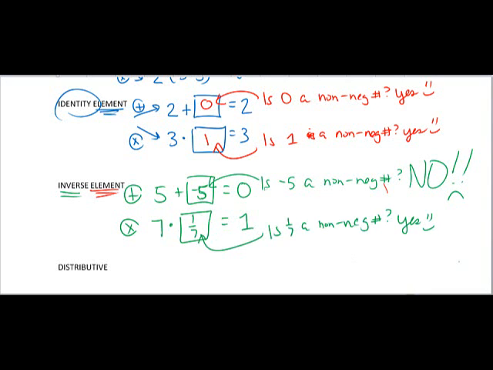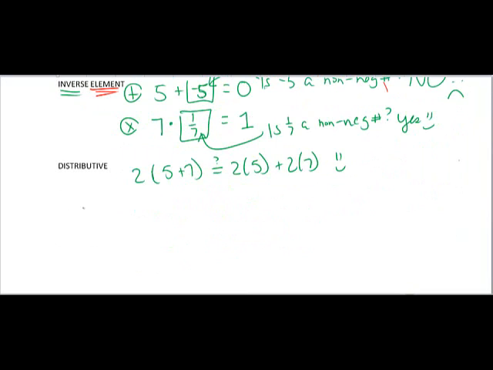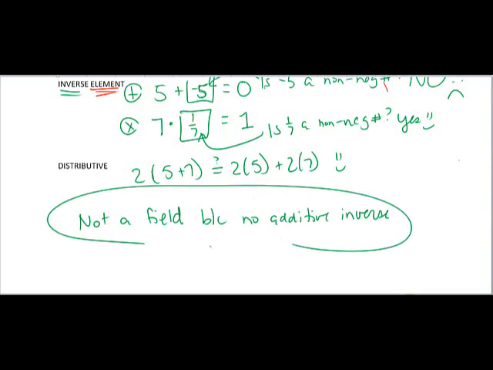And then finally for distributive, is 2 times the quantity 5 plus 7 the same as 2 times 5 plus 2 times 7? Yes, it is. So in the end, we have no, it is not a field because there is no additive inverse. Circle it and you're done.